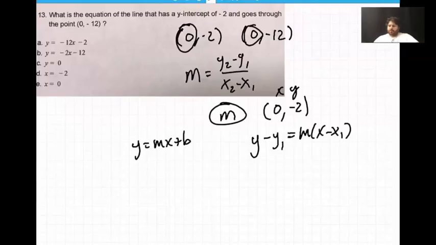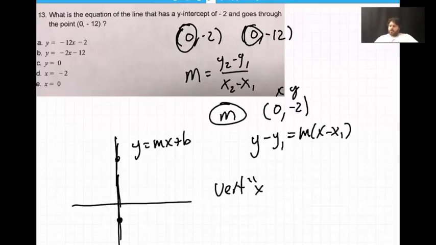Both of the x values are the same. So when I graph these, (0, -2) is here, and (0, -12) is way up here. That's just a vertical line. So this problem is even easier than that. A vertical line, remember, vertical is the way you remember that x equals a number is a vertical line. It's just x equals a number.